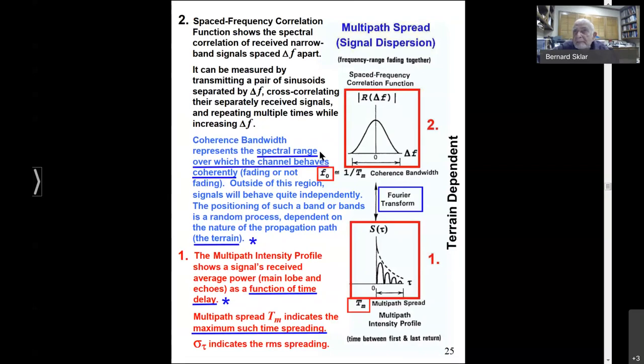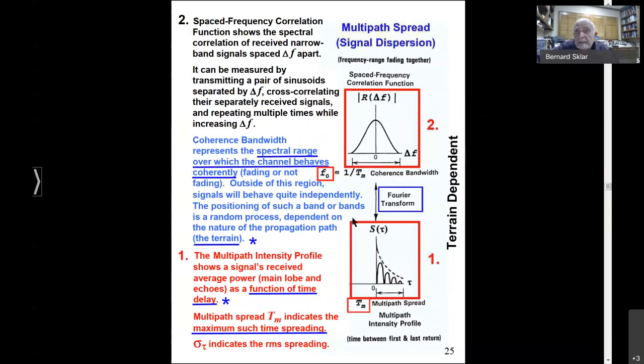And what you're getting as a result of that is this distance gives rise to what we'll call an F sub zero, a coherence bandwidth, the spectral range over which the channel behaves coherently. Coherently typically means fading or not fading. And outside of this region, it's behaving quite independently.